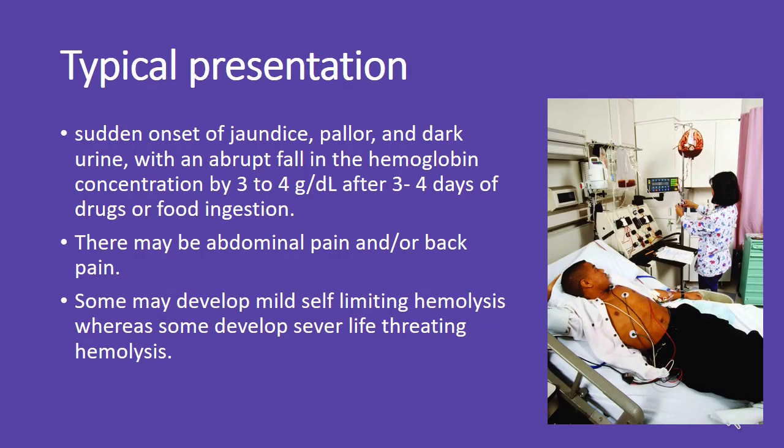Typical presentation. Sudden onset of jaundice, pallor, and dark urine, with an abrupt fall in the hemoglobin concentration by 3 to 4 grams per deciliter after 3-4 days of drugs or food ingestion. There may be abdominal pain and/or back pain. Some may develop mild self-limiting hemolysis, whereas some develop severe life-threatening hemolysis.